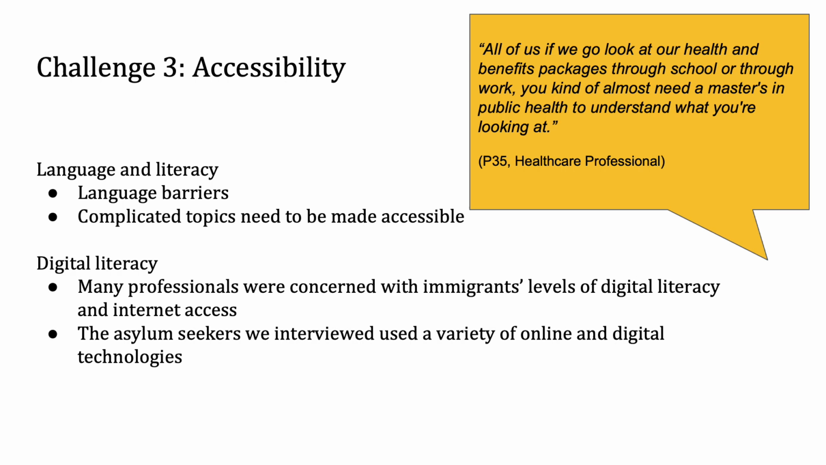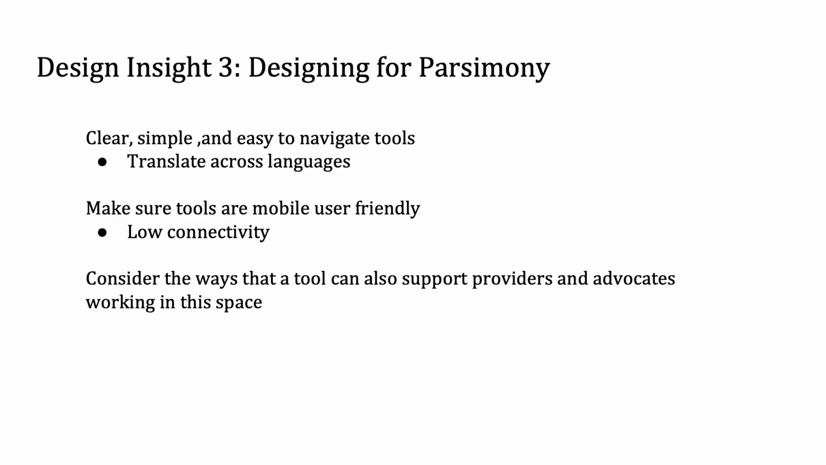The third challenge that we identified was around accessibility, mainly around language and literacy barriers, as well as digital literacy. While many professionals were concerned with immigrants' levels of digital literacy and internet access, the asylum seekers that we interviewed actually highlighted that they used a variety of online and digital technologies, reinforcing that digital and online tools are a way to reach these groups. And so in order to deal with these accessibility barriers, we recommend designing for parsimony. All tools should be clear, simple, and easy to navigate, as well as mobile user-friendly in terms of low connectivity settings.